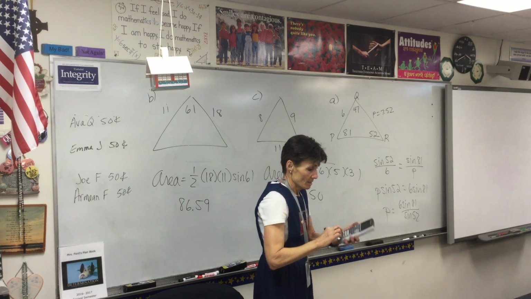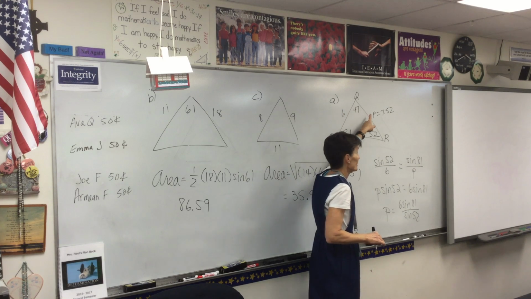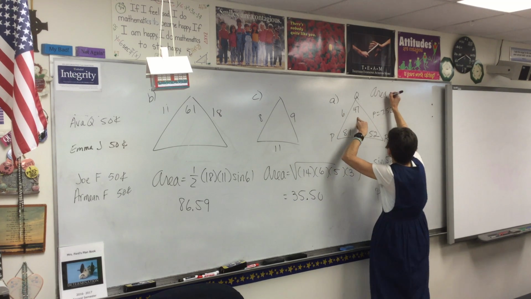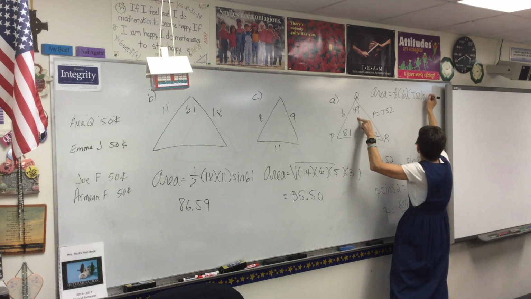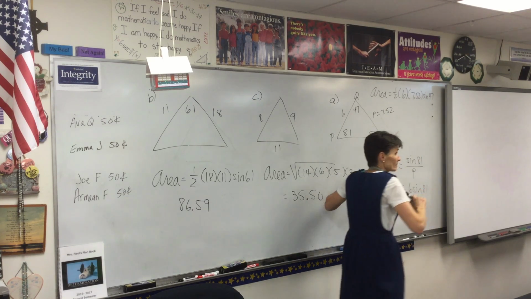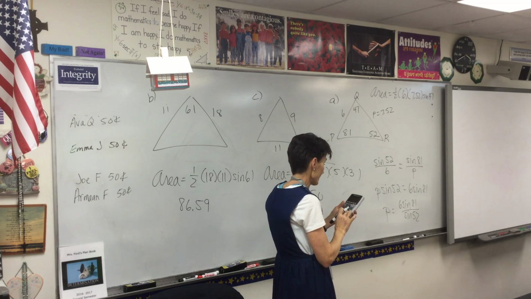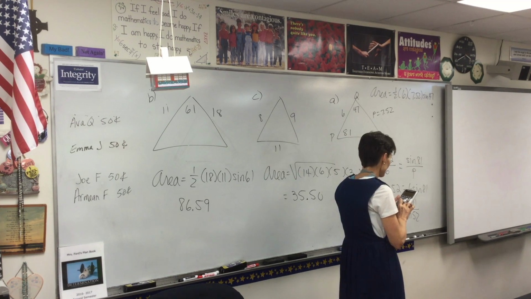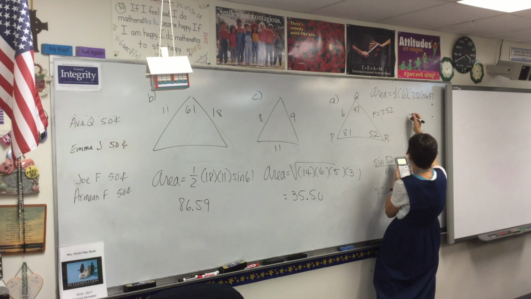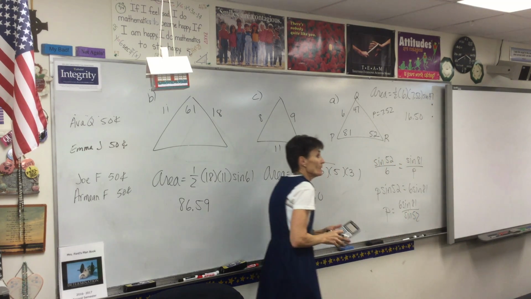Now, look what you have right up here. So I can do 1/2 side times side times sine 47. So 1/2 times 6 times 7.52 times sine 47, 16.50 is my area.